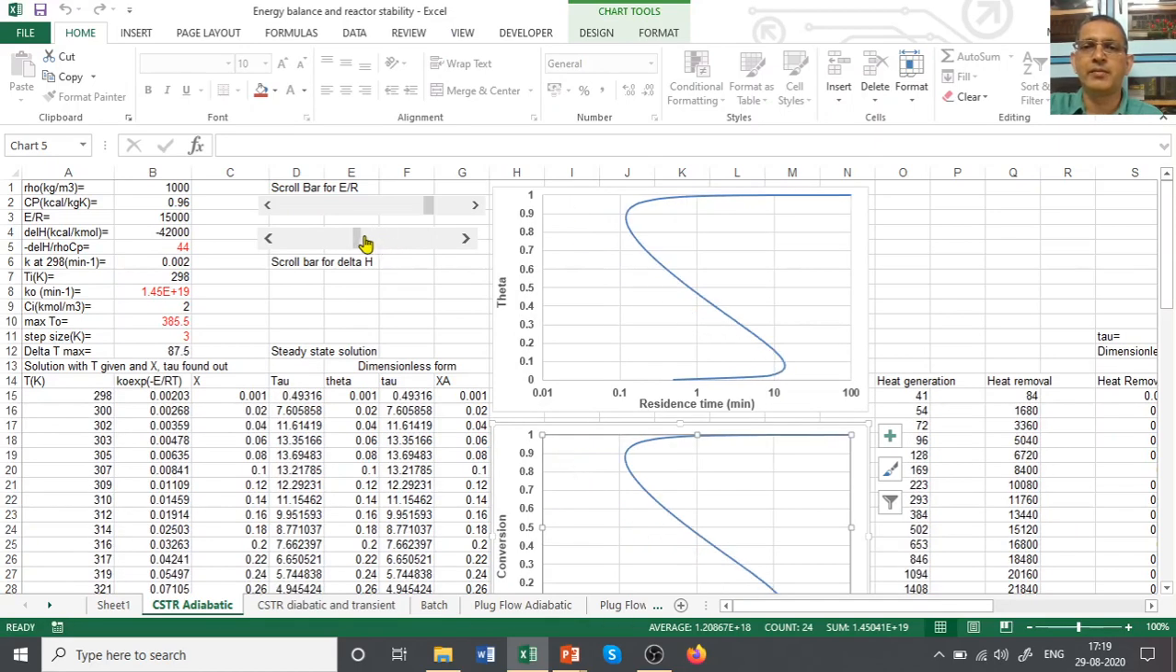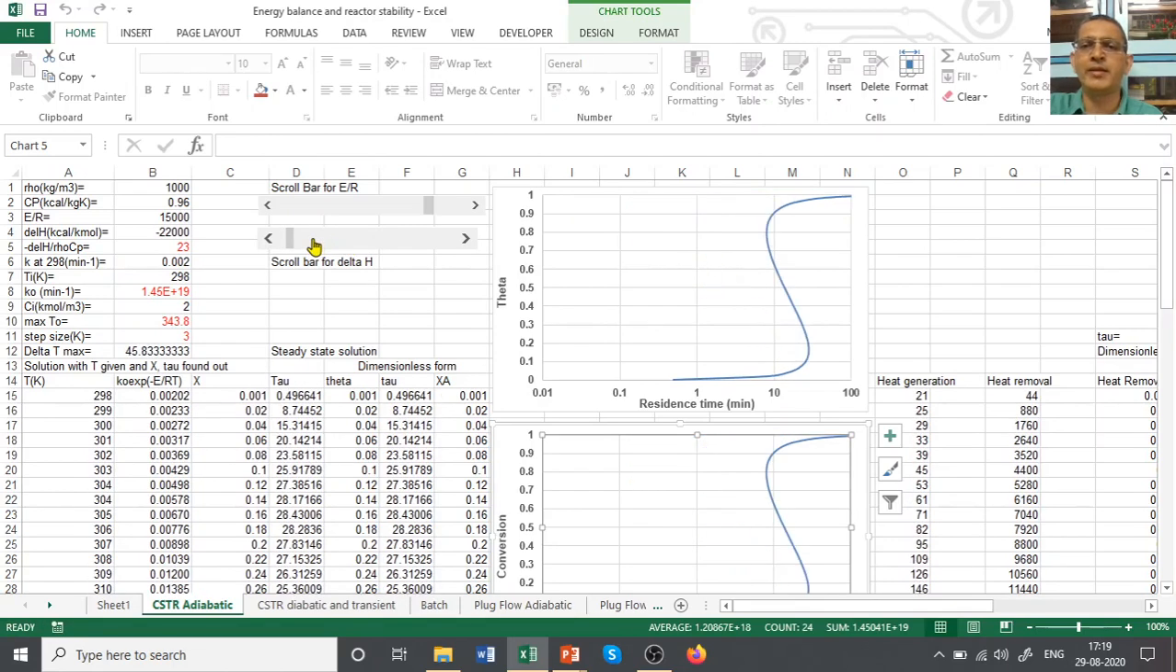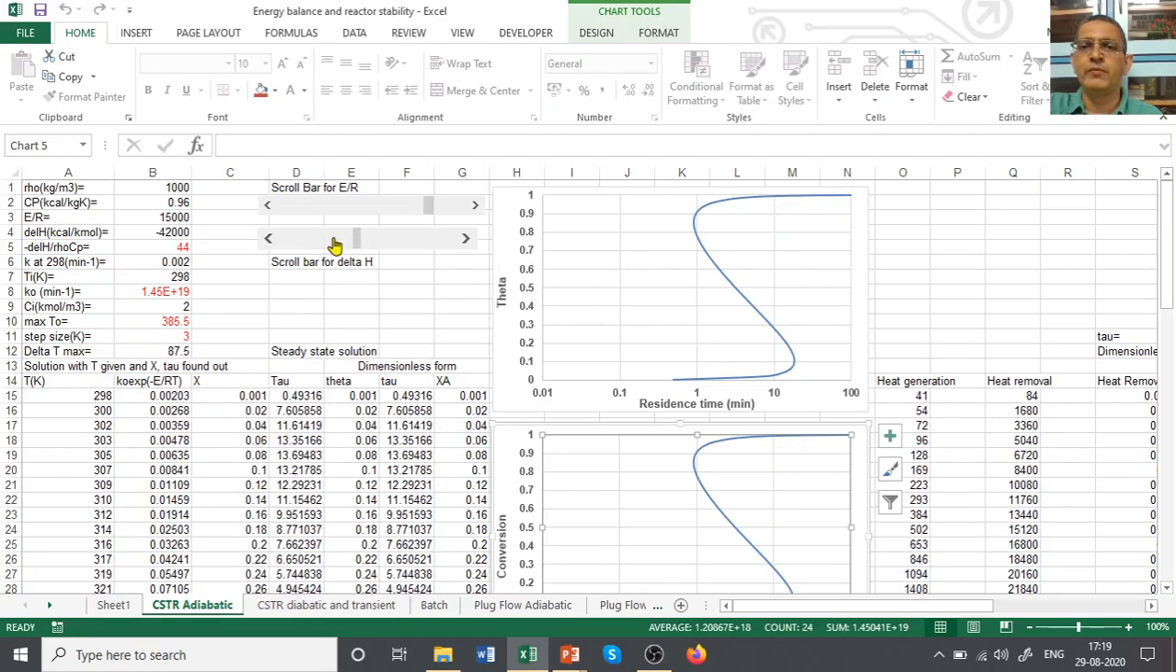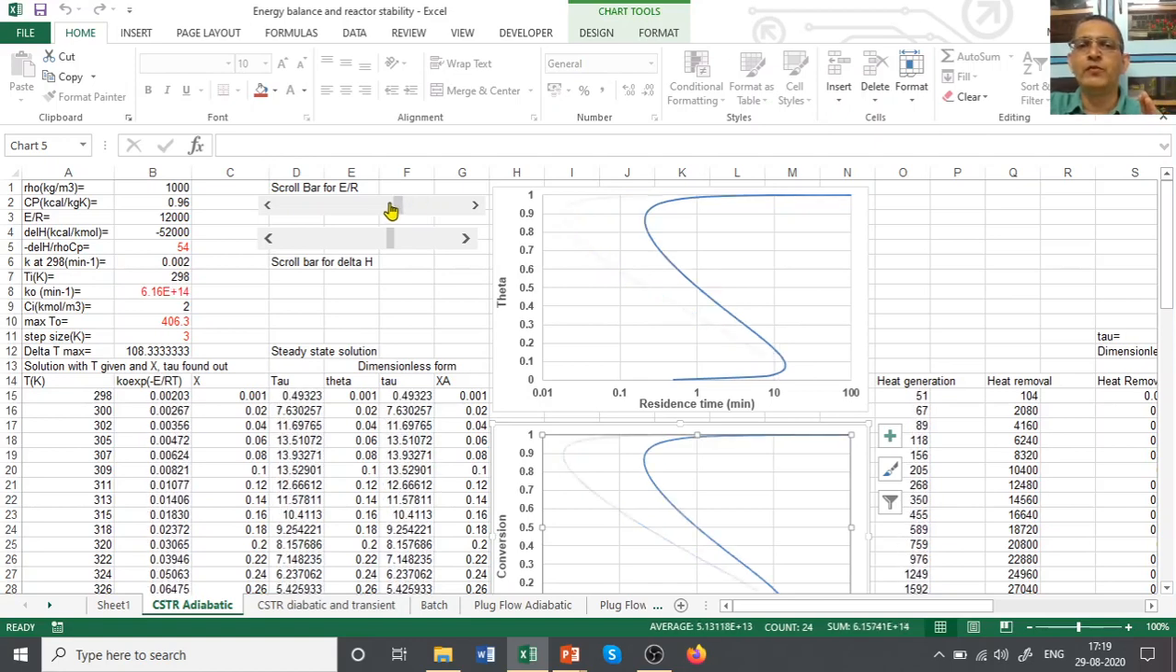Let's reduce delta H. So you see, if you reduce delta H, this sigmoidal behavior, or the window where I get 3 steady states or multiple steady states, that window has reduced. And as I increase delta H, the window where I get multiple steady states has increased, has widened. Okay, same for E by R. E by R tells us how sensitive the reaction is to temperature. If I reduce E by R, the reaction becomes less sensitive to temperature. The window of multiple steady states will reduce.